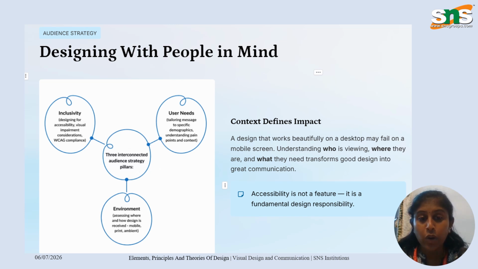The third is environment. A design that appears perfect on a desktop computer may not work well on a mobile phone or in print. That is why context defines impact. Good communication depends on knowing who is viewing the design, where they are viewing it, and what they need. Remember, accessibility is not an extra feature. It's the most fundamental responsibility of every designer.